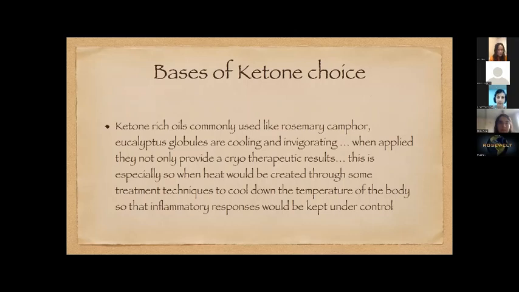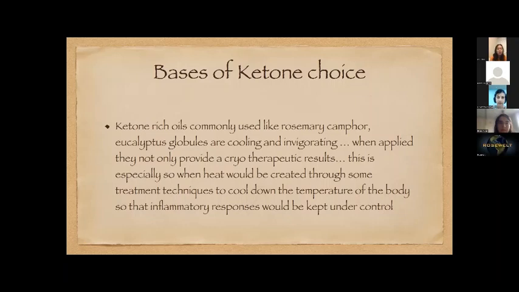Basis of ketone choice. Ketone-rich oils commonly used, like rosemary, camphor, and eucalyptus globulus, are cooling and invigorating. When applied, they not only provide therapeutic results. This is especially so when heat is created through some treatment techniques, so they cool down the temperature of the body so that inflammatory responses are kept under control.